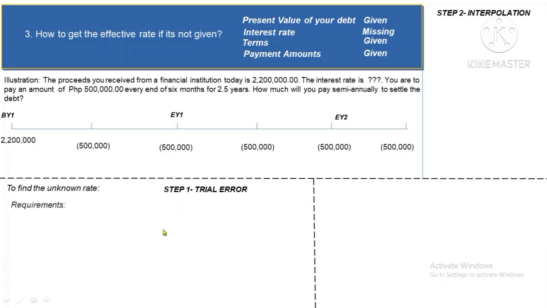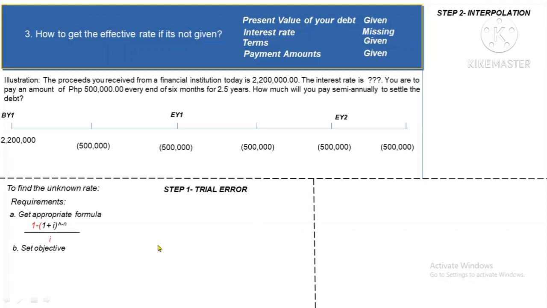But before we do that, we need to fill up 2 requirements, right? So the first one is getting the appropriate formula. Again, we have 3 options, but we are to use 1 minus 1 plus i raised to the power of negative n over i. It is because based on the illustration, it is clear that you are to have multiple uniform payments at the end of each period. Please remember this. If the problem is silent, you assume that the multiple payments are made at the end of the period. The second requirement is the setting of objective.